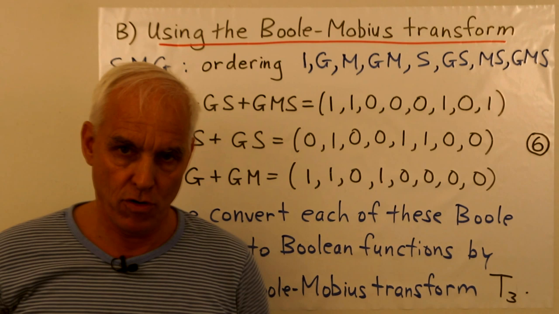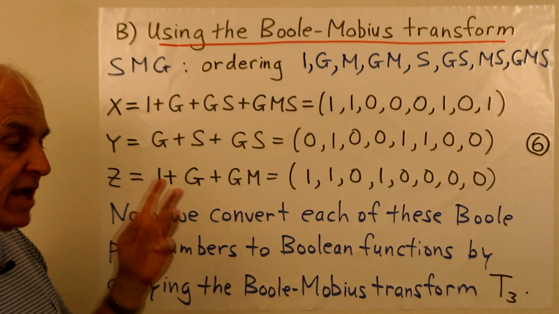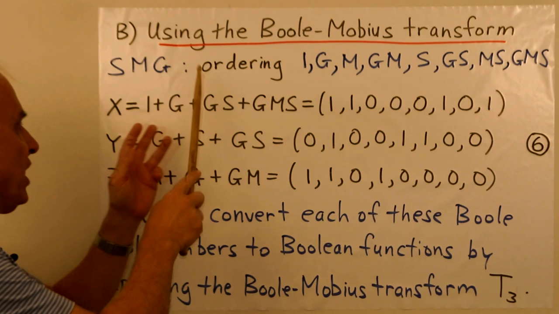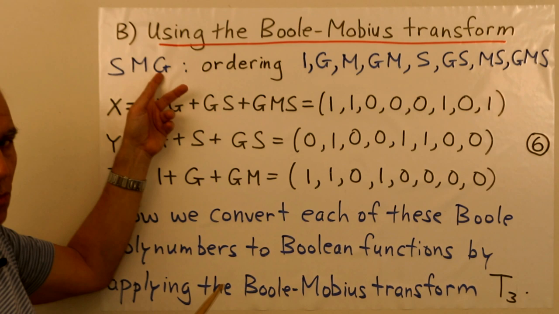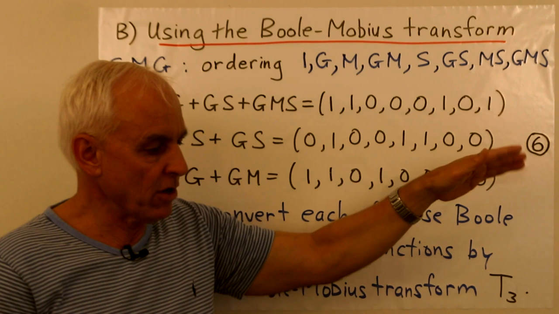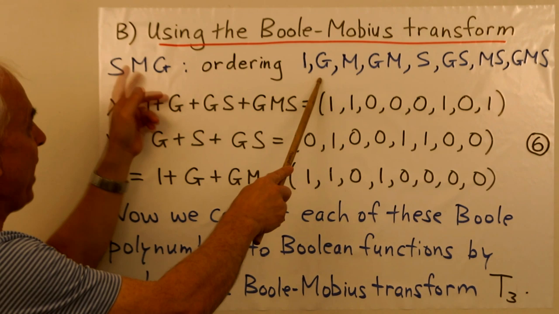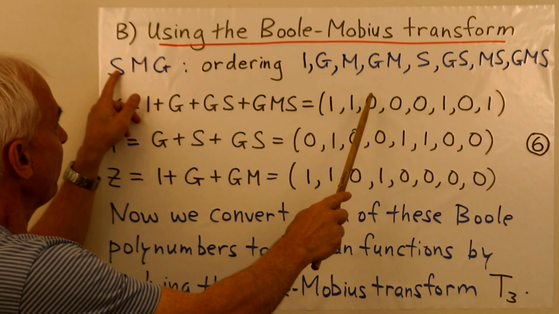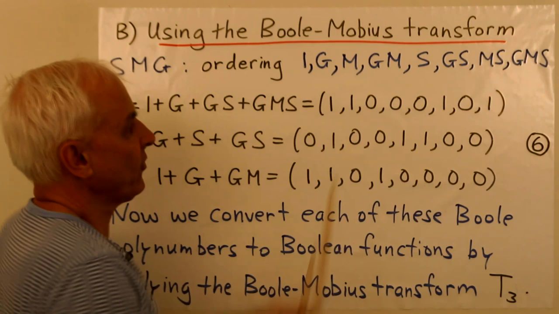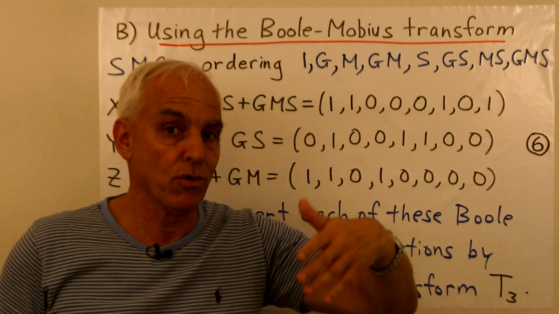Okay, so we have three basic propositions, S, M, G, and let's order them this way. G is like the first one in our binary ordering; this would correspond to ones, this to twos, and this to fours. So the corresponding ordering of terms would be first 1 and then G. Then we add M, multiply these by M: M and GM. Then we multiply those by the next one, S. So we get S, GS, MS, and GMS. That's a natural ordering of all the terms that can appear in a Boole polynomial involving these three things once you've chosen this ordering, G, M, S.